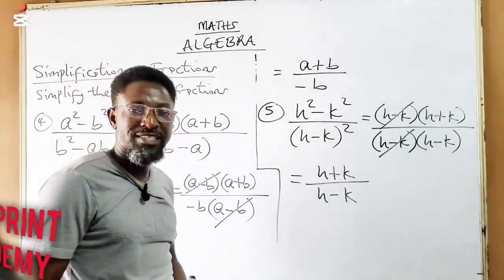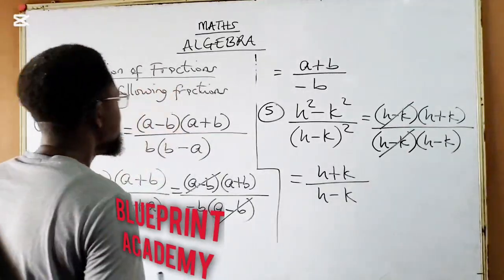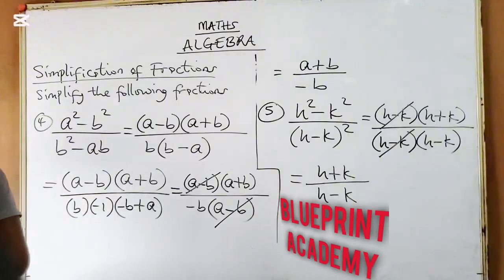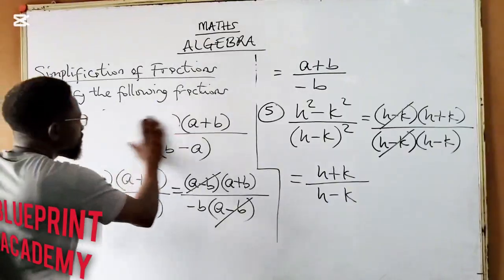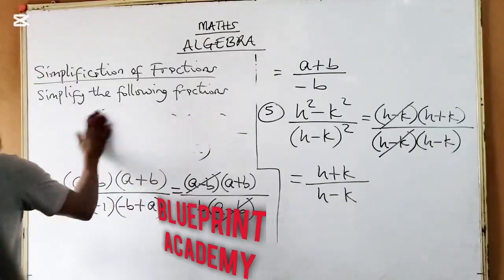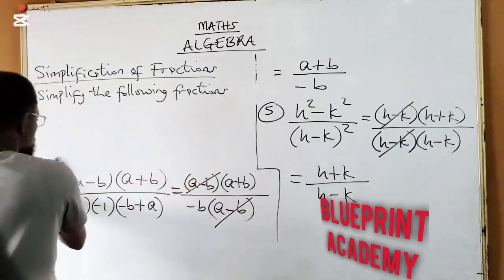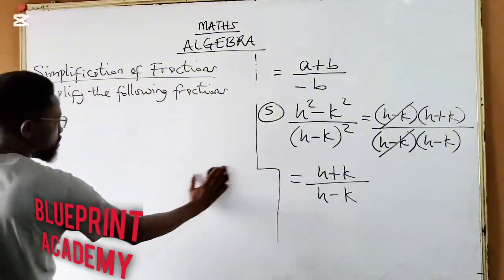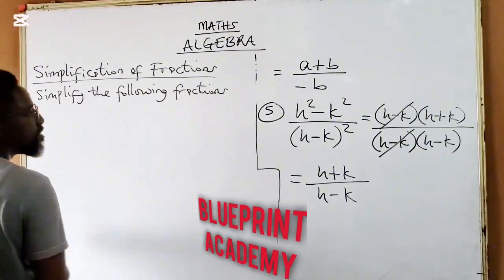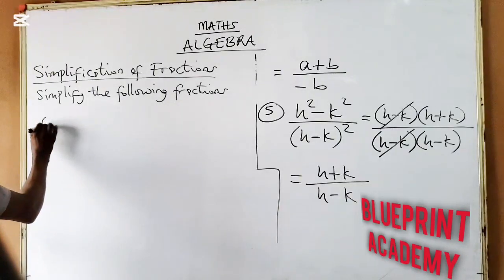Let's take a look at another example. Let's see example 6. And after that, we'll go straight to multiplication and division of fractions in algebra. Let's take a look at example 6.